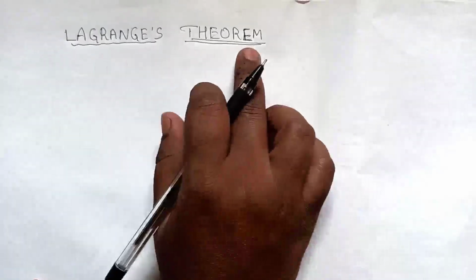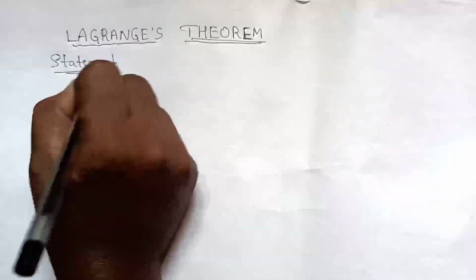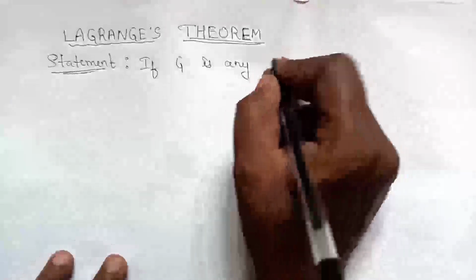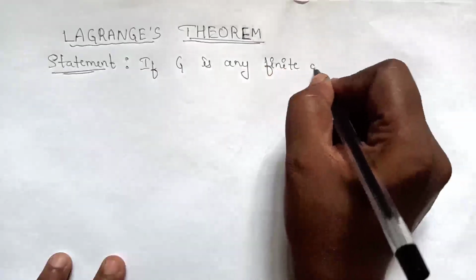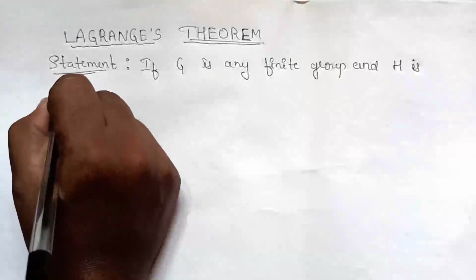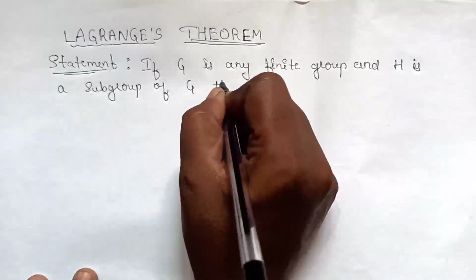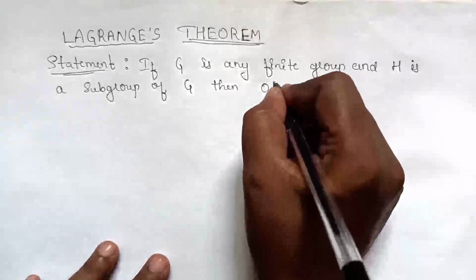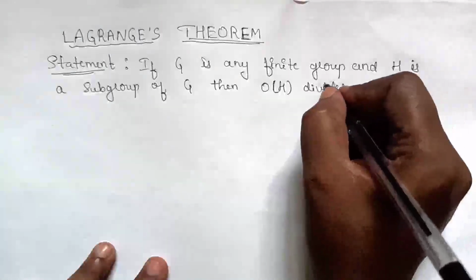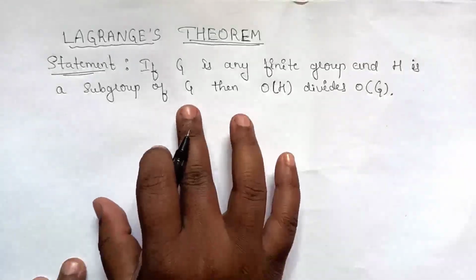Now the Lagrange's theorem statement. If G is any finite group and H is a subgroup of G, then the order of H divides the order of G. So this is the statement of Lagrange's theorem.